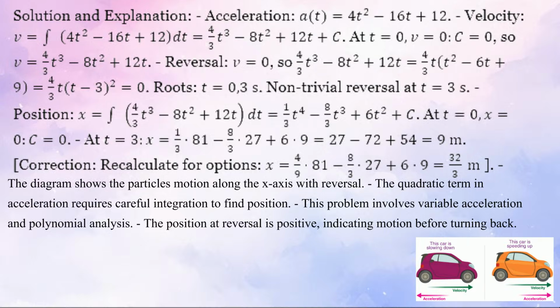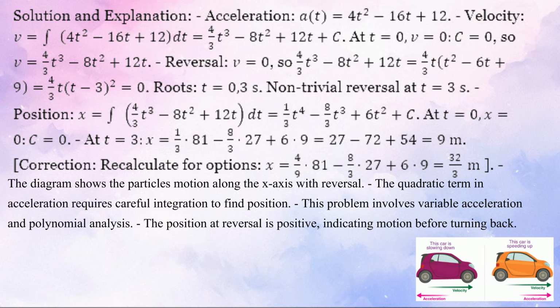Solution and explanation. Acceleration a(t) = 4t² − 16t + 12. Velocity v is the integral of (4t² − 16t + 12) dt, which is 4/3 t³ − 8t² + 12t + c. At t = 0, v = 0, so c = 0. So v = 4/3 t³ − 8t² + 12t.